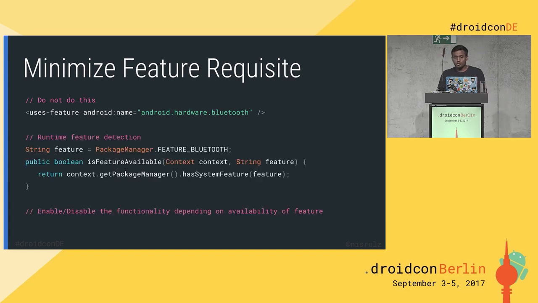So what's the solution? Well, the solution is to do, again, dynamic checking, where we can use package manager to check for the system feature. Does it exist or not? If it does, obviously go forward with whatever functionality that you have implemented. If it doesn't, then either use a fallback or maybe disable the functionality altogether.